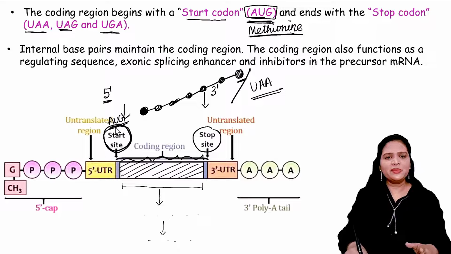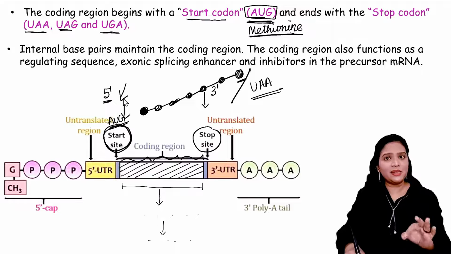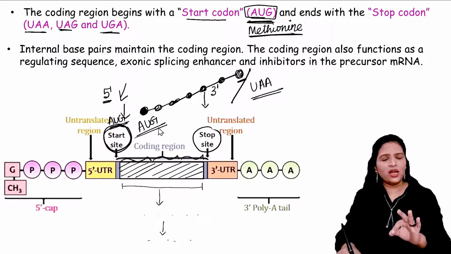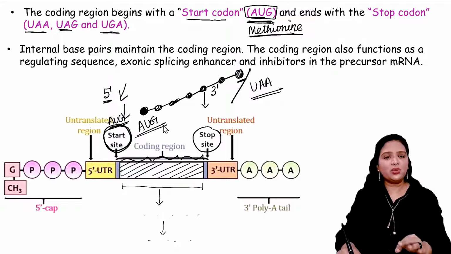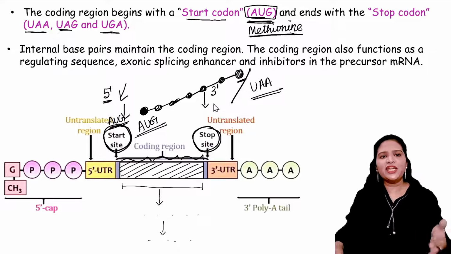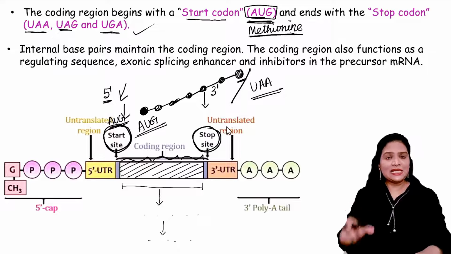So at the 5' end, the start codon is present. The start codon is invariably always AUG. No other codon is called a start codon. The start codon AUG codes for methionine, whereas the stop codon at the 3' end could be UAA, UAG, or UGA. Understand? So this is present in the mRNA.